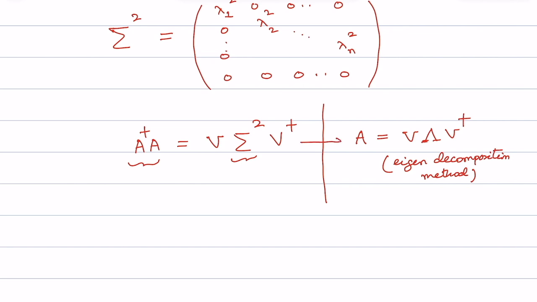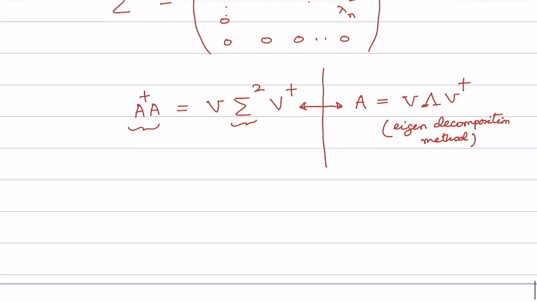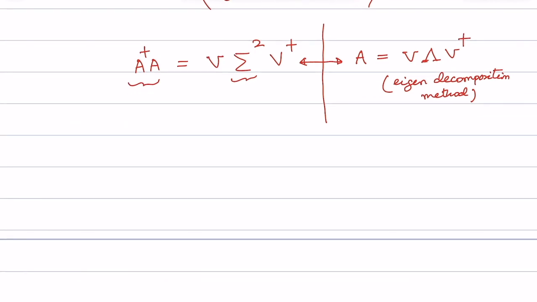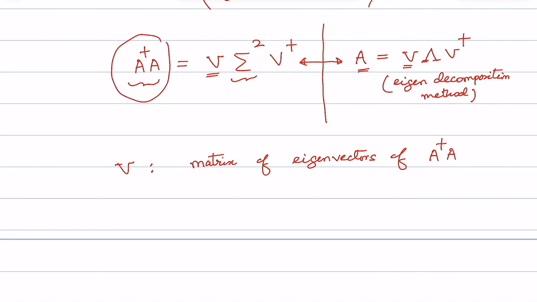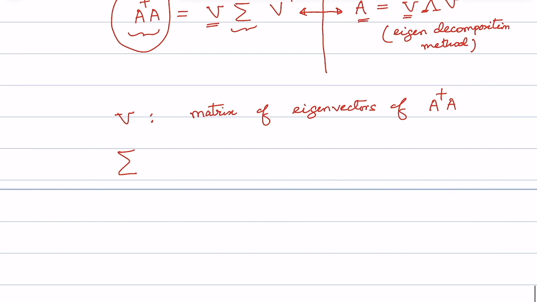Now, certainly we can have a one-to-one correspondence between these two expressions. And if we do the one-to-one correspondence, then you will see from here that this capital V is a matrix of eigenvectors of A dagger A. You got the idea? Just like here, if you recall, this capital V consists of vectors. It was constructed by the eigenvectors of the matrix A. So in a similar way, this matrix capital V is built up from the eigenvectors of this matrix A dagger A overall.